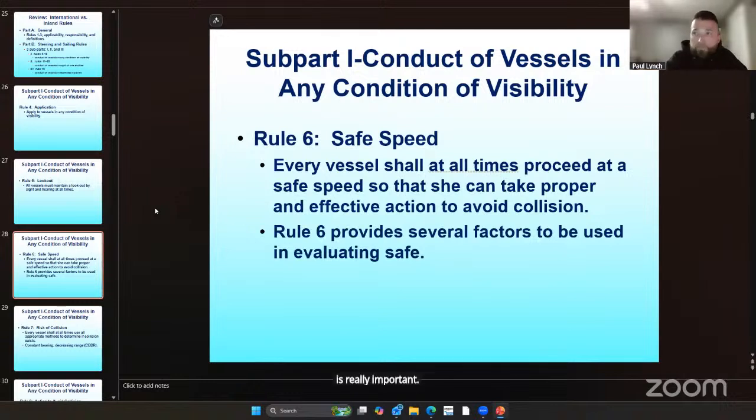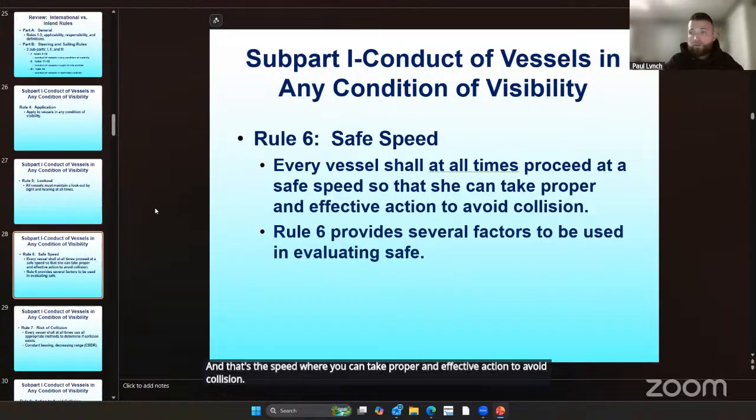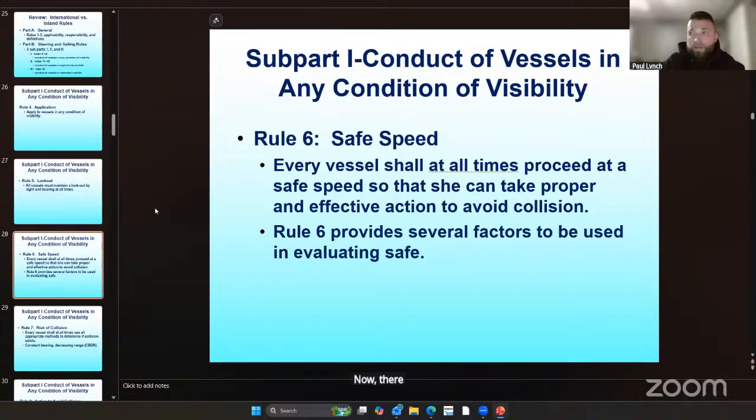Safe speed. Whether it's a clear visible day and you can see 10 nautical miles in front of you, or you're in pea soup fog, you always have to travel at a safe speed. And that's the speed where you can take proper and effective action to avoid collision. Now, there's a lot of factors that determine safe speed.